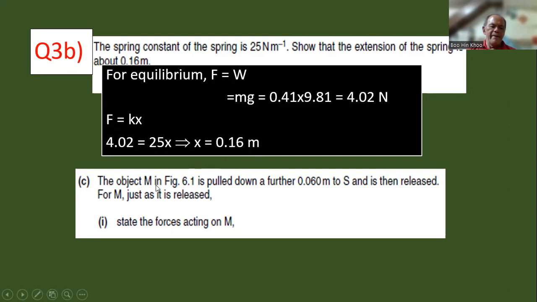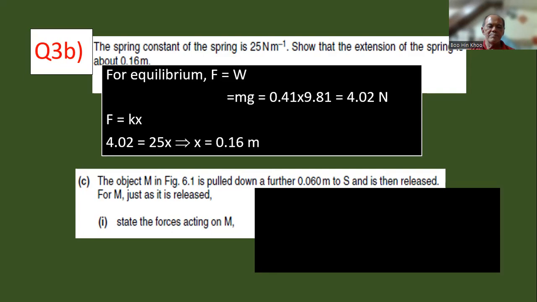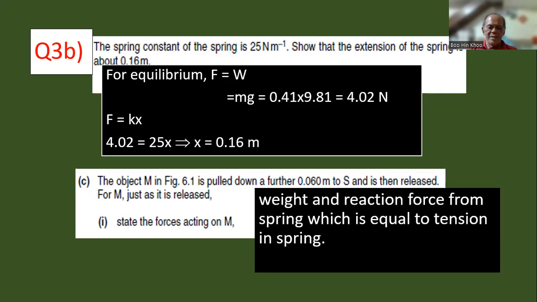The object M in figure 6.1 is pulled down a further 0.060 meter to S and is then released. For M, as it is just released, state the forces acting on M. What are the forces acting on M? Weight of the object pulling down, reaction force on the spring, or elastic force on the spring, which is equal to tension in the spring, pulling outwards there. Two forces.